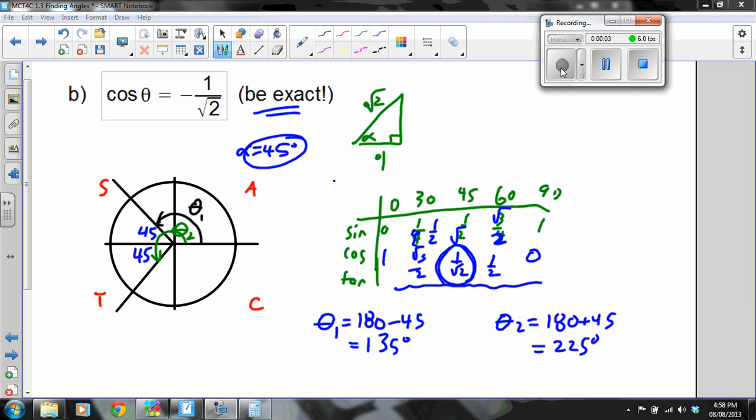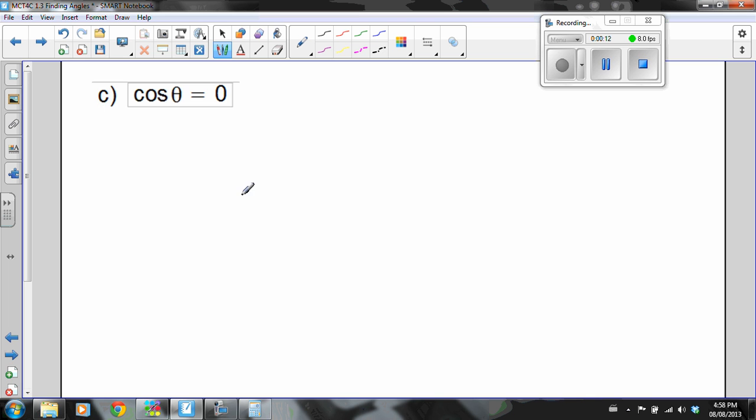MCT4C, lesson 1.3, finding angles, part 2. On to example C. Cos of theta equals 0.